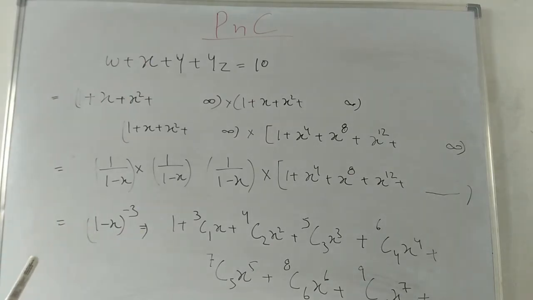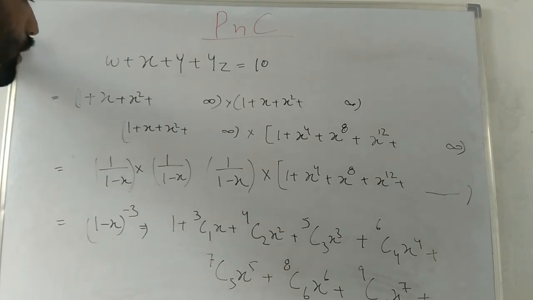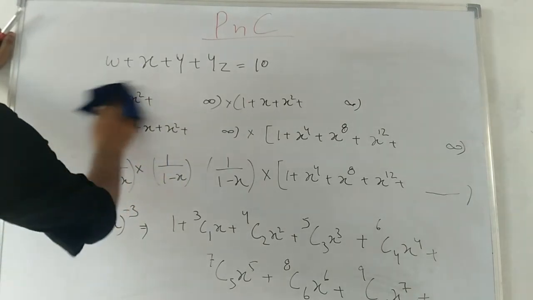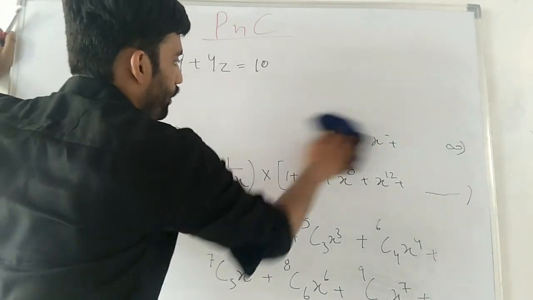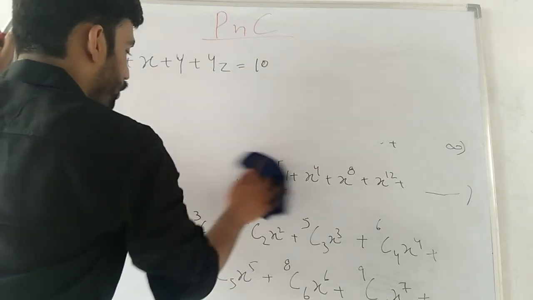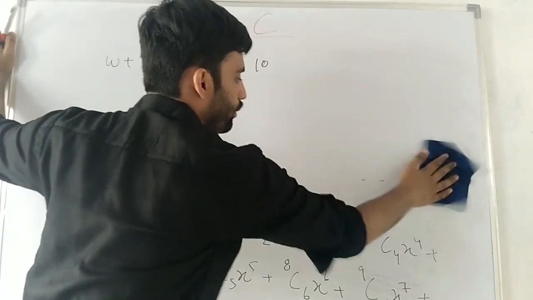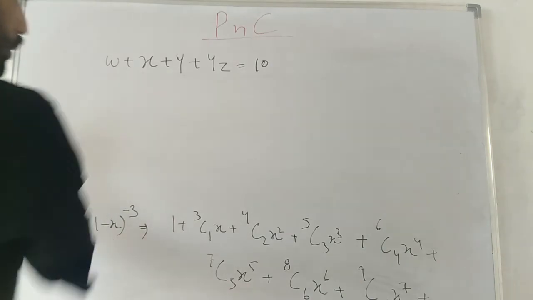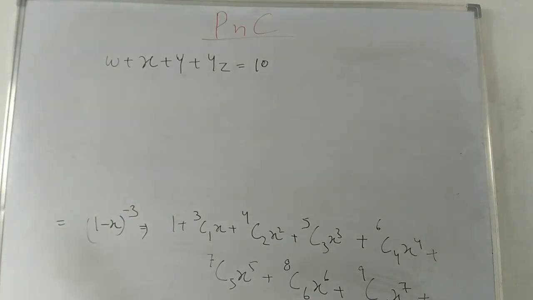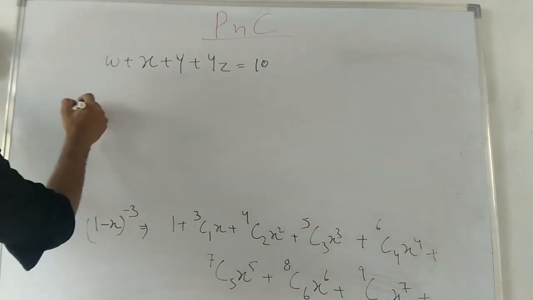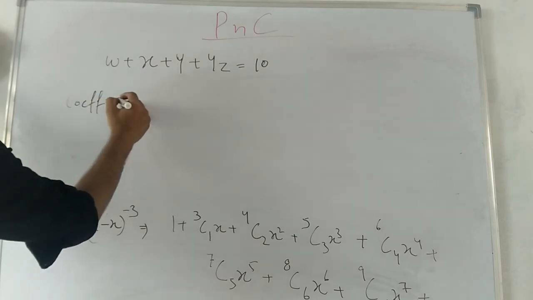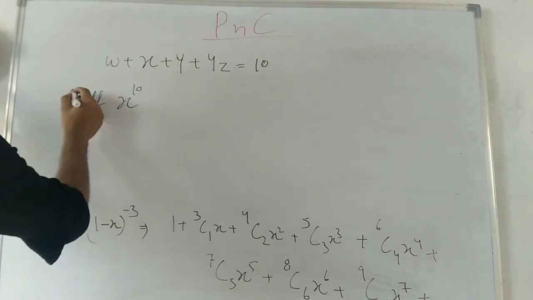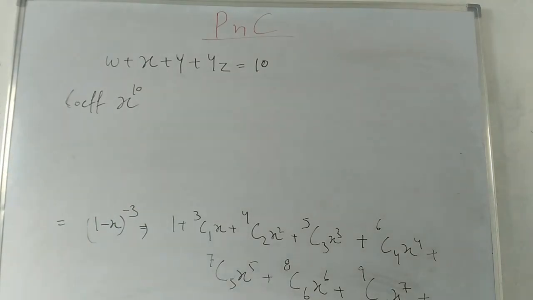So I think you are getting confused in this long question, but I am trying to solve it. I have to rub the whiteboard because there is no space on it. Now we need the coefficient of x to power 10.